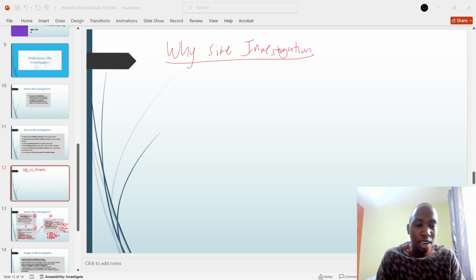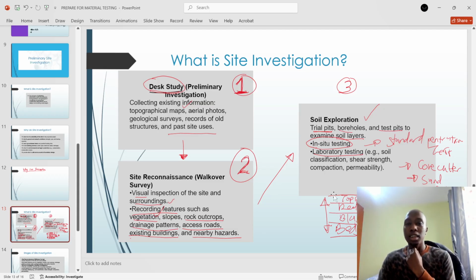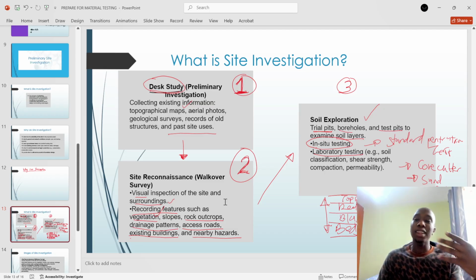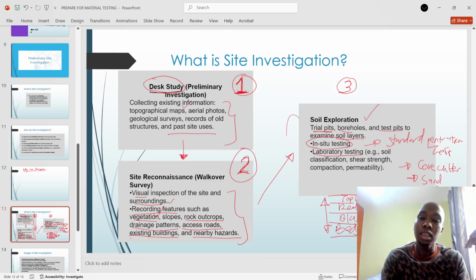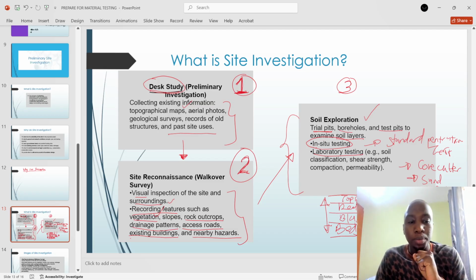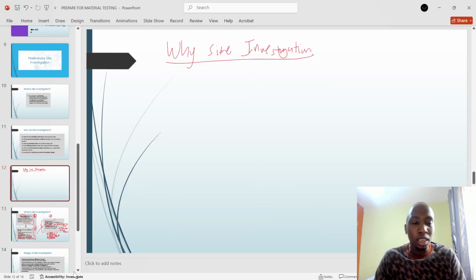So I have written a number of things here; I thought you were seeing them. This was what is a site investigation? The 3 steps. We said there is desk study, there is site reconnaissance, and then there is soil exploration. Yeah, just for the record. So why site investigation?